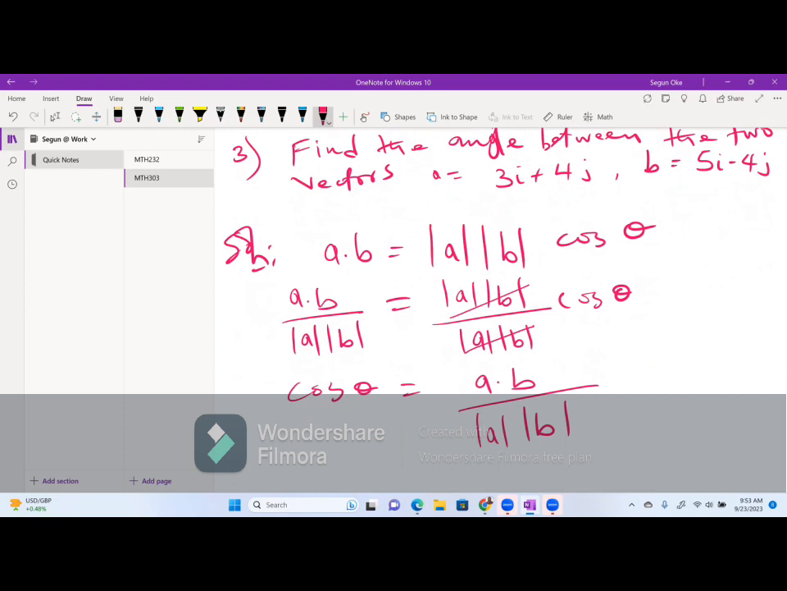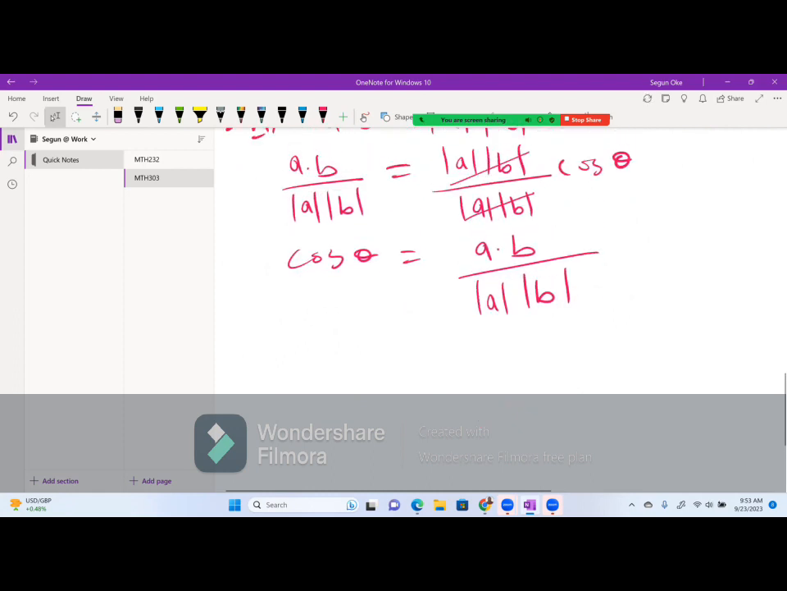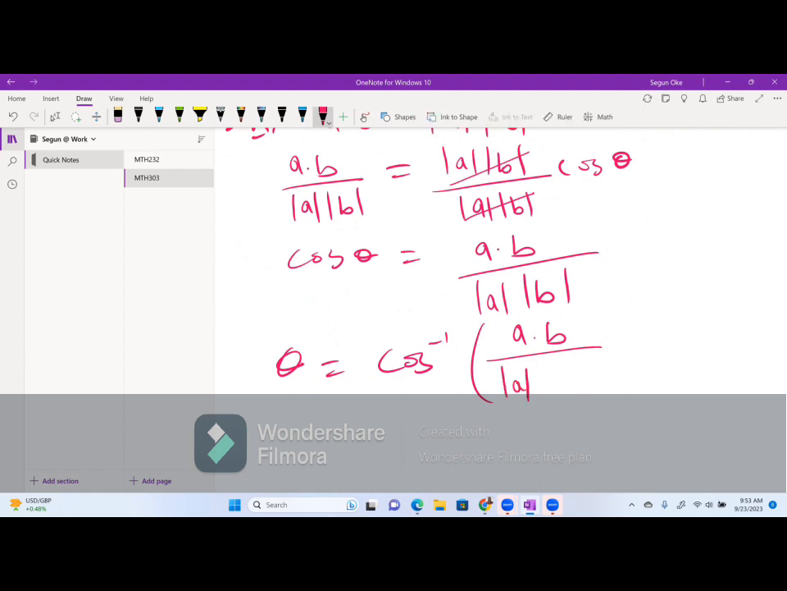So any question on that? Also, if I need my theta alone, I can find theta equals arc cos of A dot B over the magnitude of A and the magnitude of B. That's settled. But now let's go back to our question.